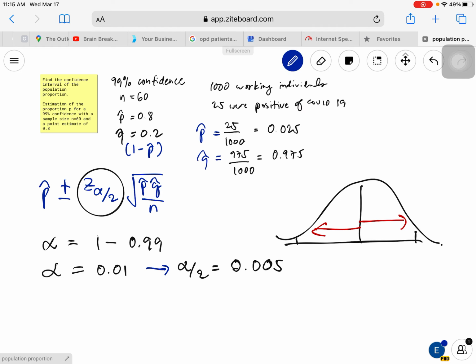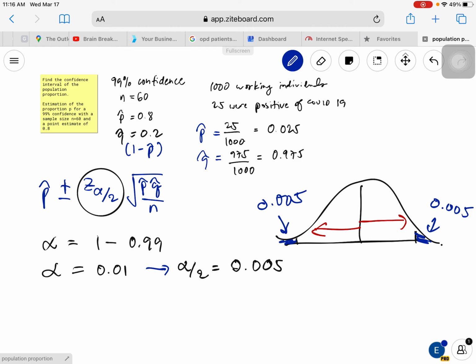Okay, then there you go. So that's our 0.005, and these are 0.005 on both sides. Now we are going to look for the z-score, z sub alpha over 2, that represents the area that I've shaded with the blue.